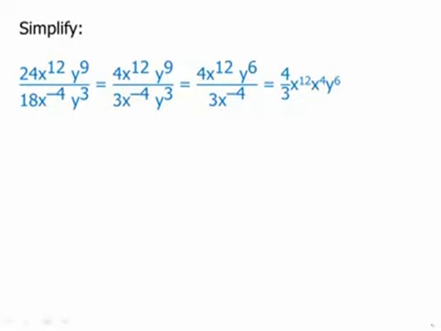Then we treat those x's. We move it up to the numerator. This is one way to handle it. Of course, then we add the powers, and we get 4/3 x to the 16th y to the 6. And that is the most simplified we can make this.